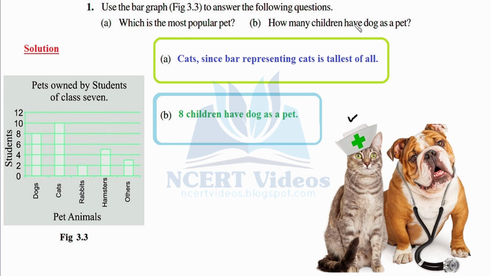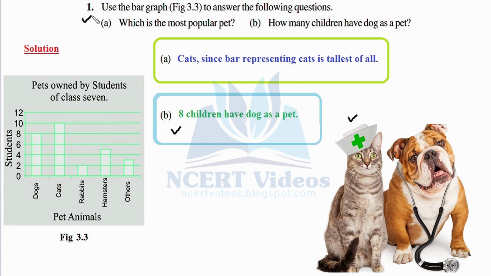Now B is, how many children have dog as a pet? So the number of students having dog as a pet, this is the bar here. It is representing 8 children or 8 students. Therefore 8 children have dog as a pet.